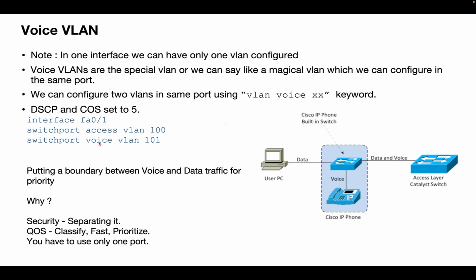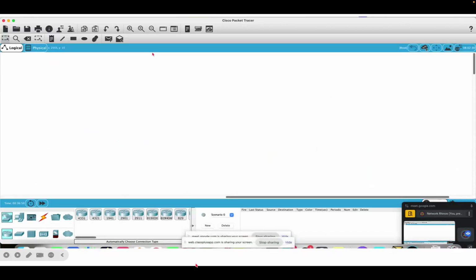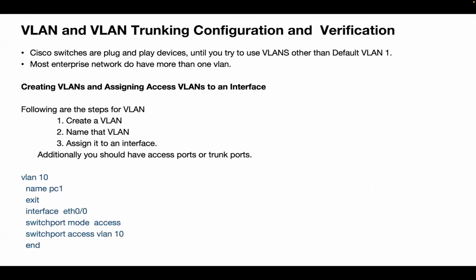Simply, on the access port you can configure voice VLAN, and you can use the number 101, 102, 10, 20, 30. Whatever you want, you can use it. Simple. So these things, the lab part and all, we already finished.